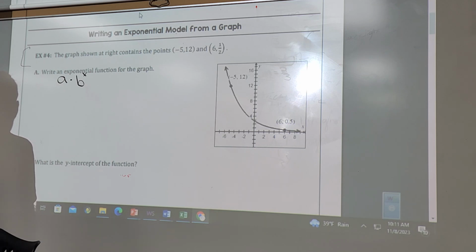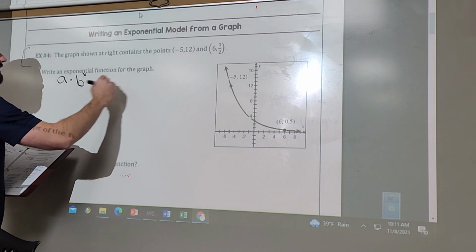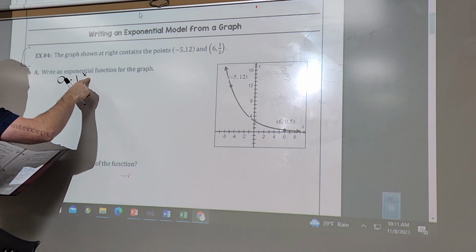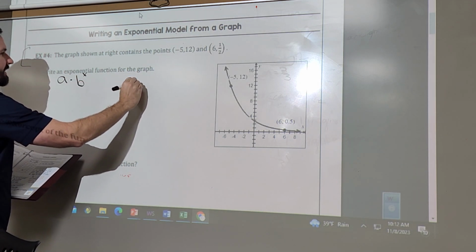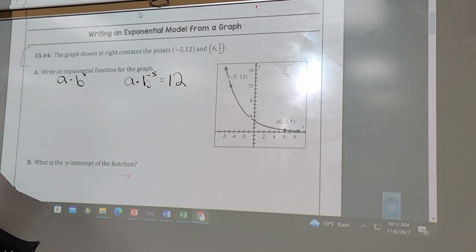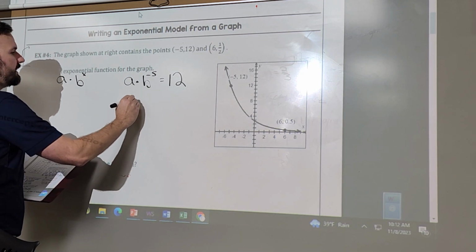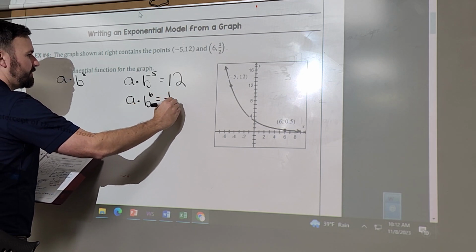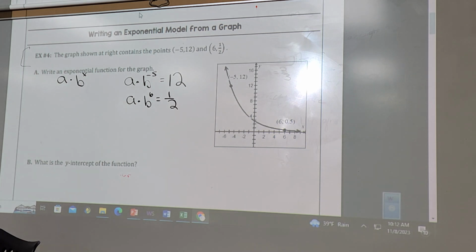All right, let's get wild. Think about this, y'all. If I plug in -5 to this, what should I get for an answer? 12, right? So I'm going to do a times b to the -5 equals 12, right? What else do I know? A times b to the 6th equals what? 1/2, right? That gives me the answer, correct?